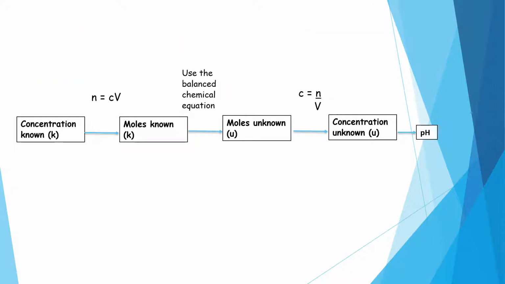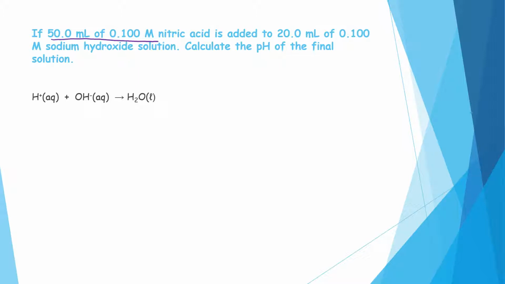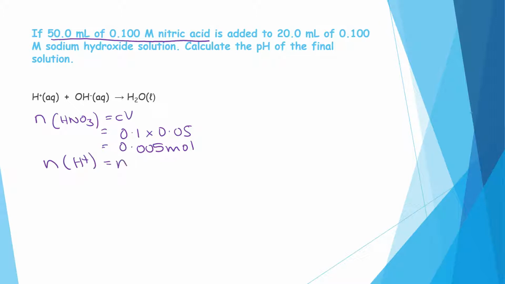Now that we've got an equation and we've got the concentrations of two knowns, we're going to find the number of moles using n equals CV. So from the question, we can see 50 ml of 0.1 molar nitric acid reacted. So the number of moles of nitric acid is equal to CV, which is equal to 0.1 times 0.05, which is 0.005 moles. As this is 1-to-1, the number of moles of hydrogen ions is equal to the number of moles of nitric acid, which is 0.005 moles.